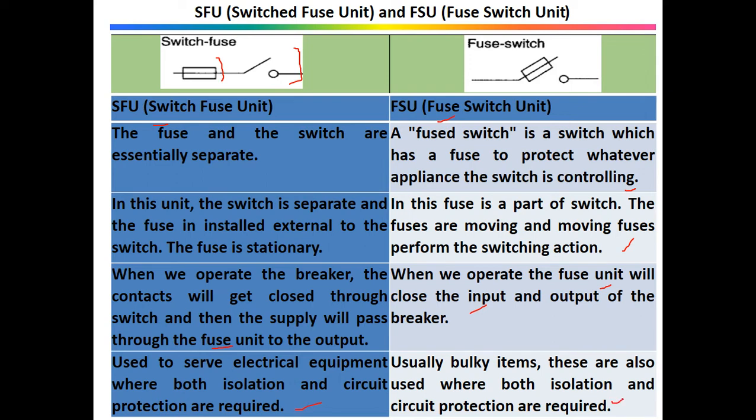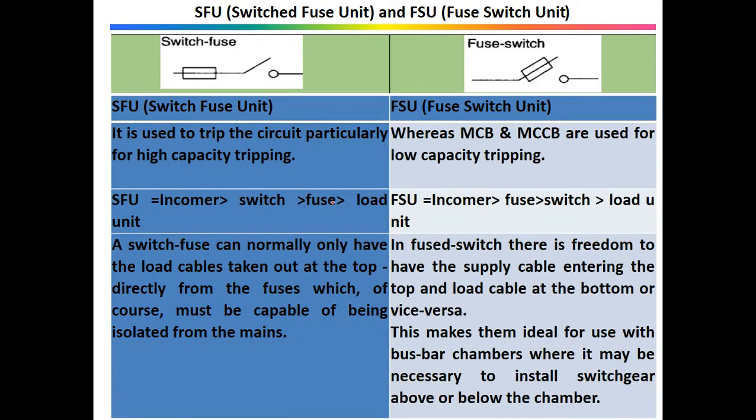However, this fuse switch unit is used for bulky items. It is also used where both isolation and circuit protection are required. So in this case, the properties of both are the same. However, this FSU is used for the bulky items, and this is used to trip the circuit, particularly for high capacity tripping, whereas MCBs and MCCBs are used for low capacity tripping.